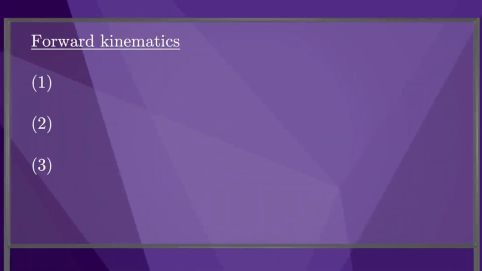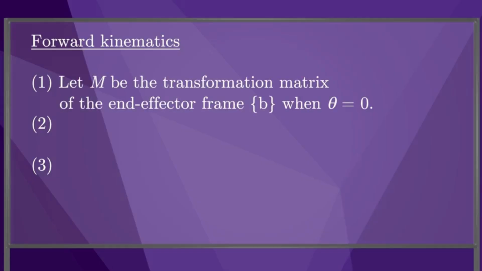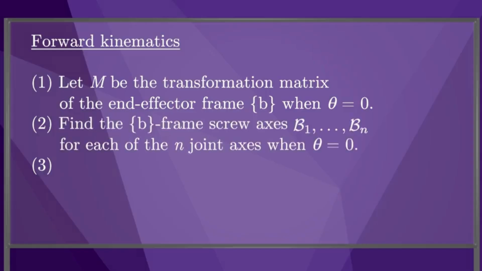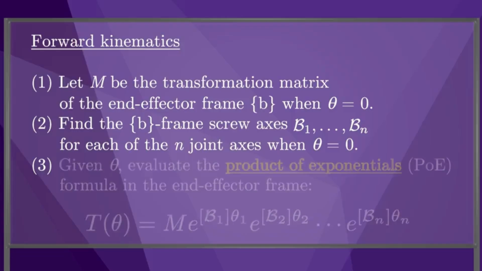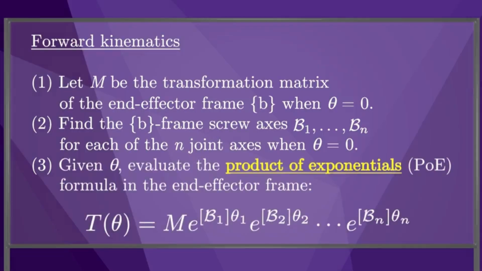In summary, we've derived a procedure for forward kinematics when the screw axes are expressed in the B-frame. First, define the M matrix representing the B-frame when the joint variables are 0. Second, define the B-frame screw axes B1 to Bn for each of the n joint axes when the joint variables are 0. Finally, for the given joint values, evaluate the product of exponentials formula in the B-frame.